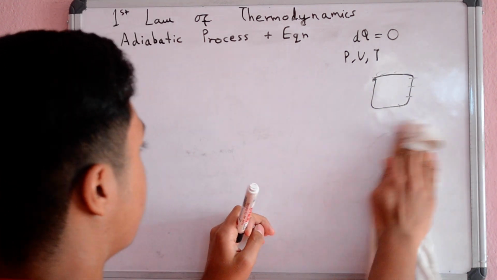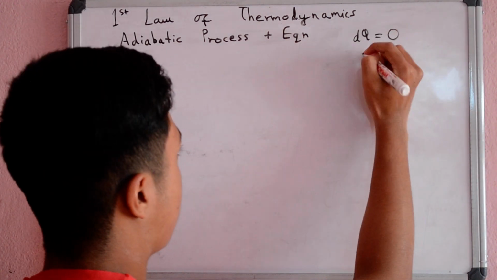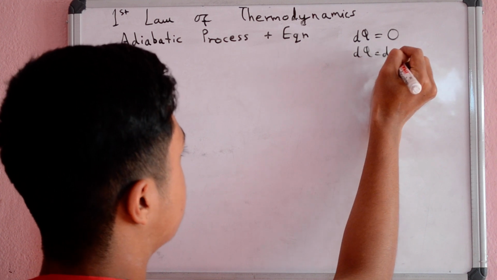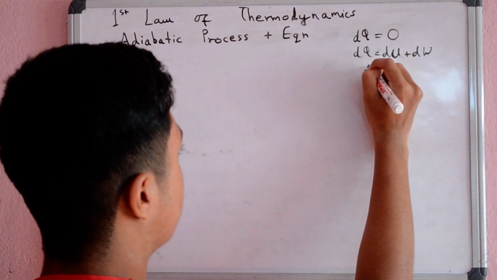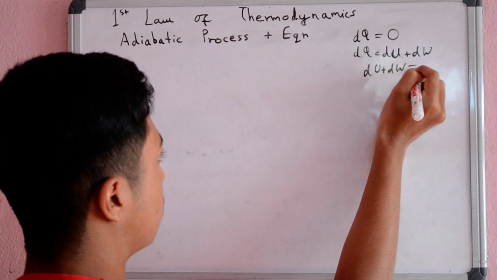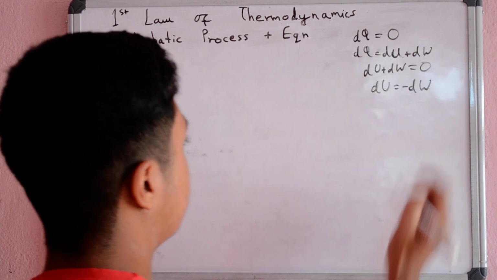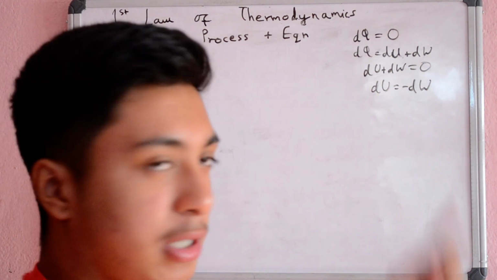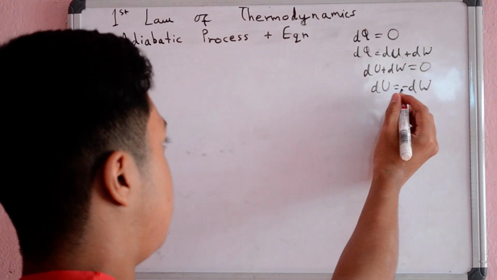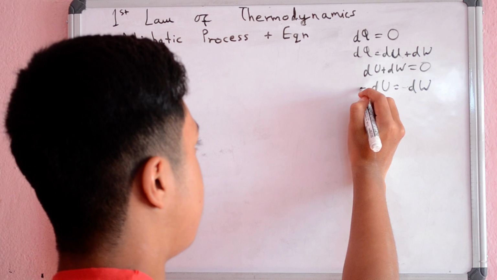Now, if dq equals 0, then from the first law of thermodynamics, we have dq equals du plus dw. So du plus dw equals 0. That means du equals minus dw. These are the negatives of each other, and you can write it either way.